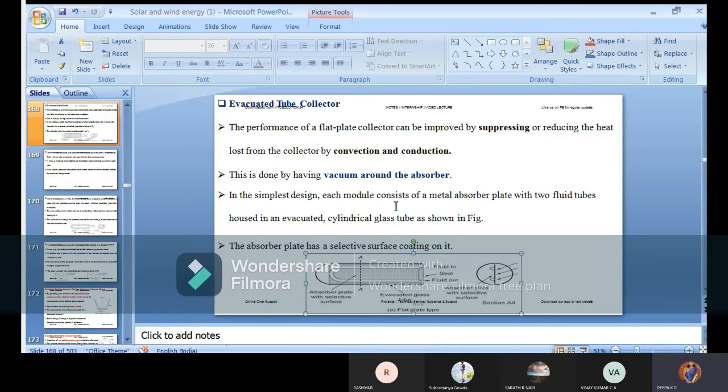So the same picture, whatever is there, was replaced in terms of this. Each module consists of a metal absorber with two fluid tubes. Fluid tubes means in and out tubes, and that was enclosed with a cylindrical glass tube. And the absorber plate has a selective surface coating on it. Selective means, as we know, based on a color, you can say how much it is absorbing. Whether absorption is more or less, or it is good to use as an absorber, all depends upon what coating. That's what they say: absorber plate with selective surface.